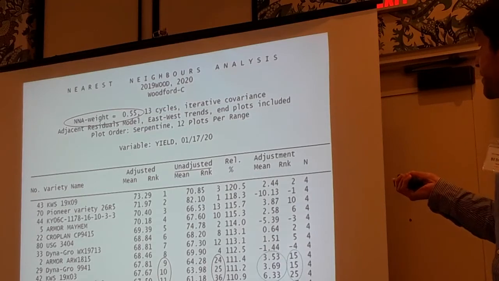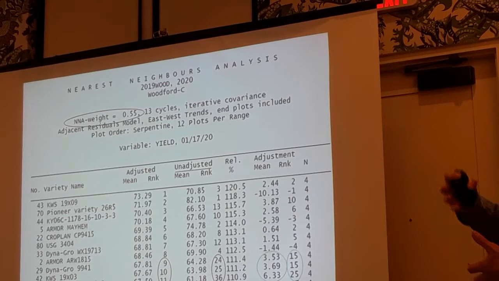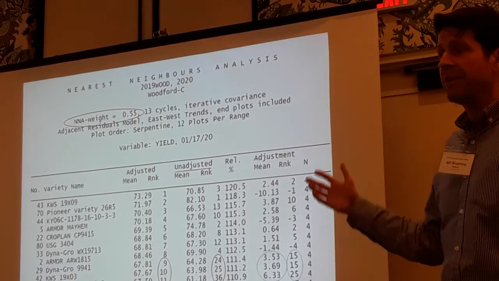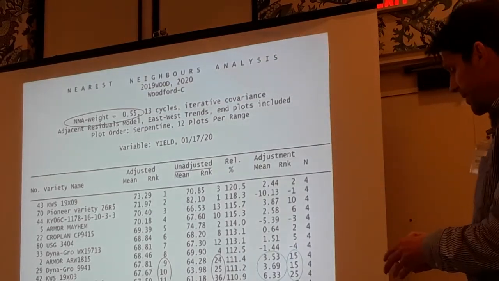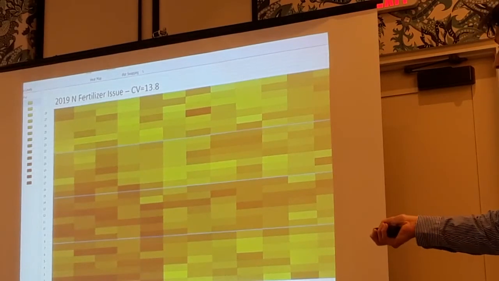And the way this nearest neighbor analysis works in Agribase is that it runs cycles. So it adjusts the data one time based on looking at how the neighboring plots did in other locations of the field. And so basically it would look at this area here and it would say, well, how did this plot do?